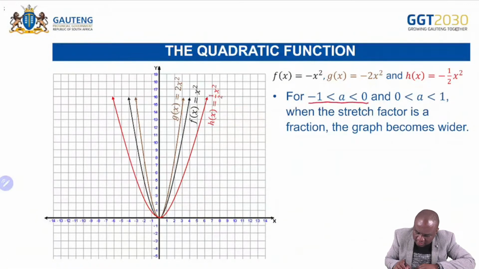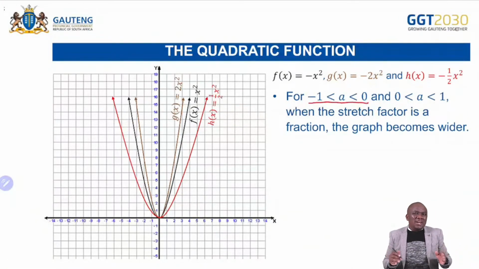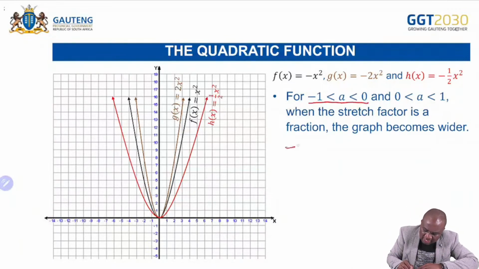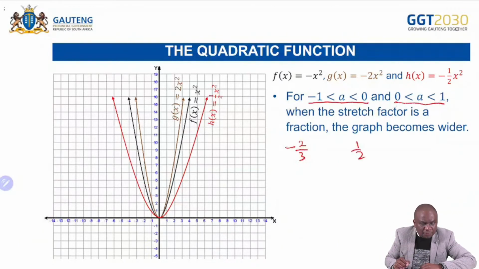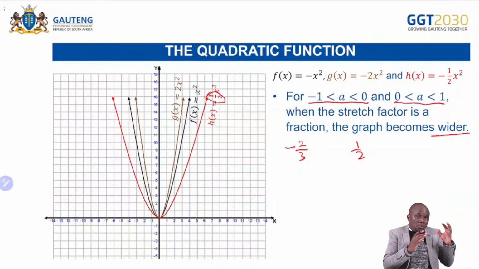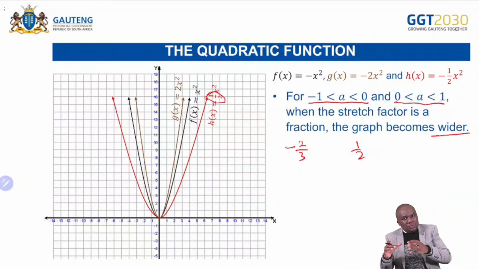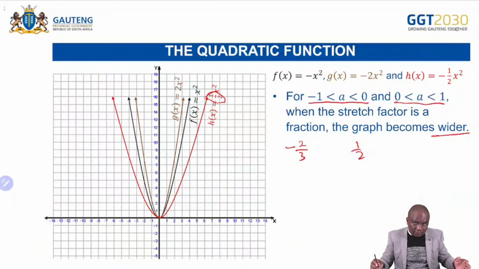For A, when A is between -1 and 0, or between 0 and 1, it's a proper fraction. You know a proper fraction? Where the numerator is smaller than the denominator. Maybe for example, 1/2. So when A is a proper fraction, like this one, the half, then the graph becomes wider. When you compare the graph of y = x² and y = 1/2 x² or 1/3 x², the one with a coefficient of x² which is a proper fraction is wider. Okay, right. It's covered by that fact that we said when A is smaller, the graph is wider. It's just covered by that fact.